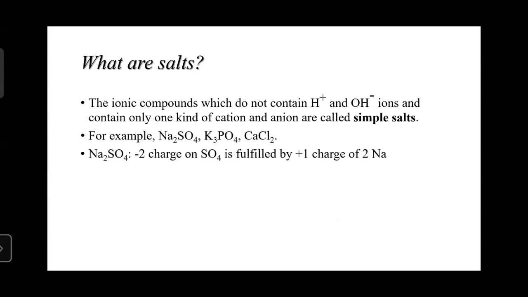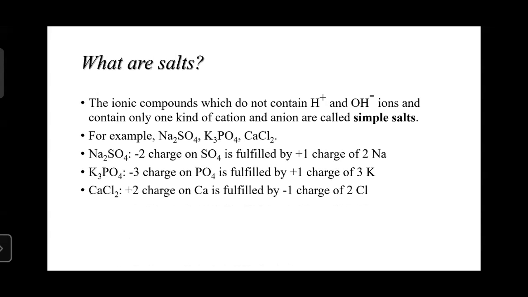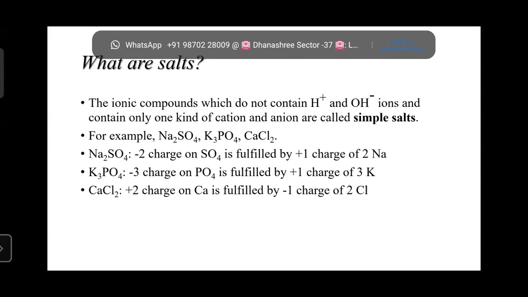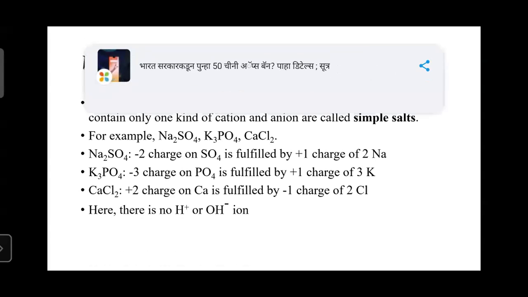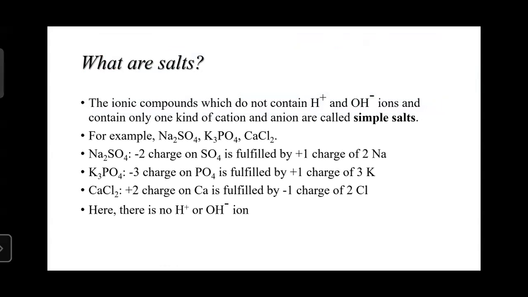In Na2SO4, the formation of Na2SO4 is done by the SO4 ion and 2 Na ions. The charge on the SO4 ion is -2, and the charge on the sodium ion is +1. So 2 sodium ions are required to balance the SO4 ion. In K3PO4, the -3 charge on PO4 is balanced by the +1 charge of 3 potassium ions. And the third example, CaCl2: the +2 charge on calcium is balanced by the -1 charge of 2 chloride ions. In this way, except for H plus and OH minus ions, there are cations and anions in the salt.